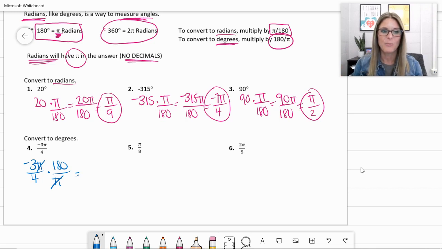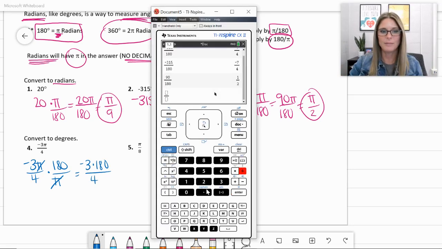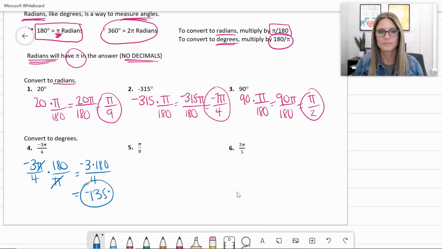So let's look at, what are we going to have? Negative 3 times 180 on the top over 4. Let me grab the calculator and we'll simplify this down. I'm going to do control divide so I make sure everything stays in the numerator. Negative 3 times 180 over 4 gives negative 135 degrees.